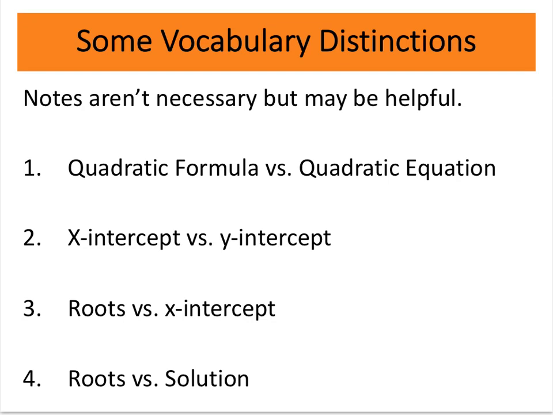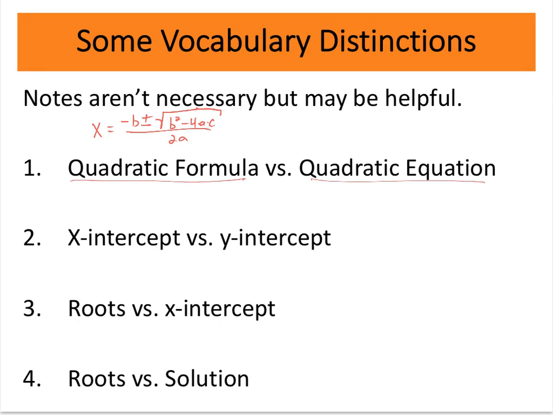So some vocabulary distinctions before we get going. Notes on this page aren't necessary, but they might be helpful. The first thing I want to distinguish is the difference between the quadratic formula and a quadratic equation. The quadratic formula is the one that we talked about last week, which is x equals negative b plus or minus the square root of b squared minus 4 times a times c, all over 2a, and we're going to explore that a lot more.